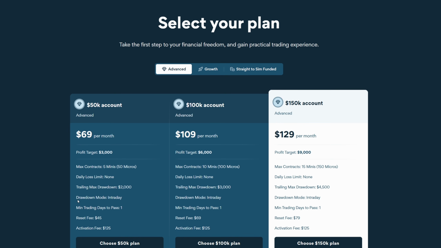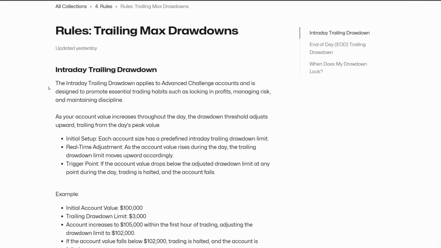In the Advanced accounts, we have what's called the intraday trailing drawdown. So if you've ever traded with Apex, you're probably very familiar with the intraday drawdown. But let me go ahead and explain this to you. So the first drawdown type we're going to look at is going to be the intraday trailing drawdown. This is going to be the one that confuses the most amount of traders.